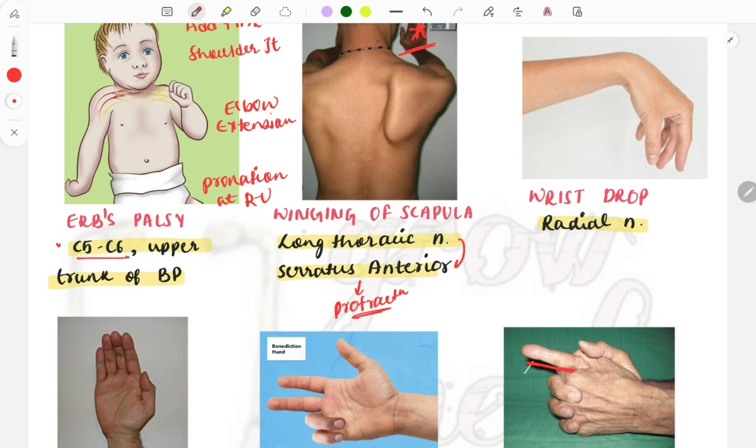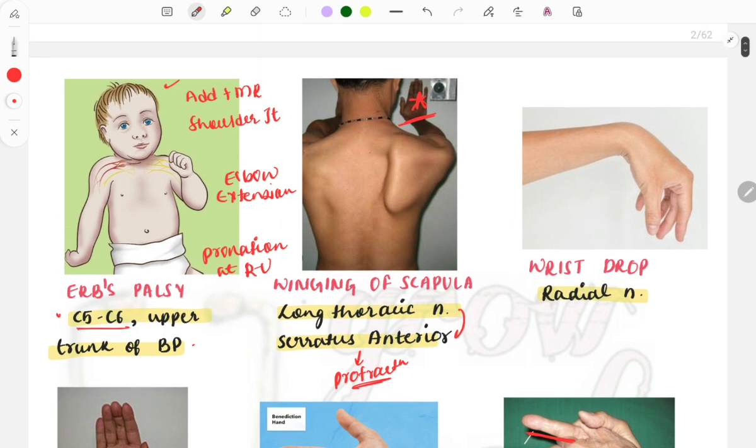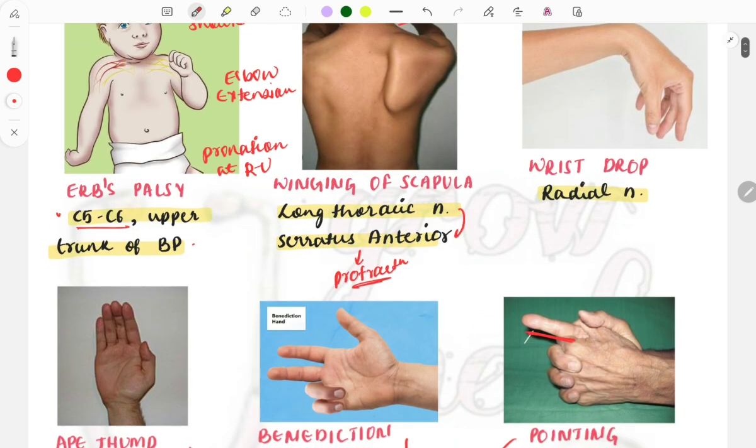injury to the C5 C6 root values. Here the upper trunk of the brachial plexus is involved, and these are the changes which you can see: the shoulder joint will be adducted plus medially rotated, then elbow extension and pronation at the radioulnar joint. Then this is also a very, very famous question and a repeat topic, asked in every exam. And winging of scapula, injury to the long thoracic nerve.